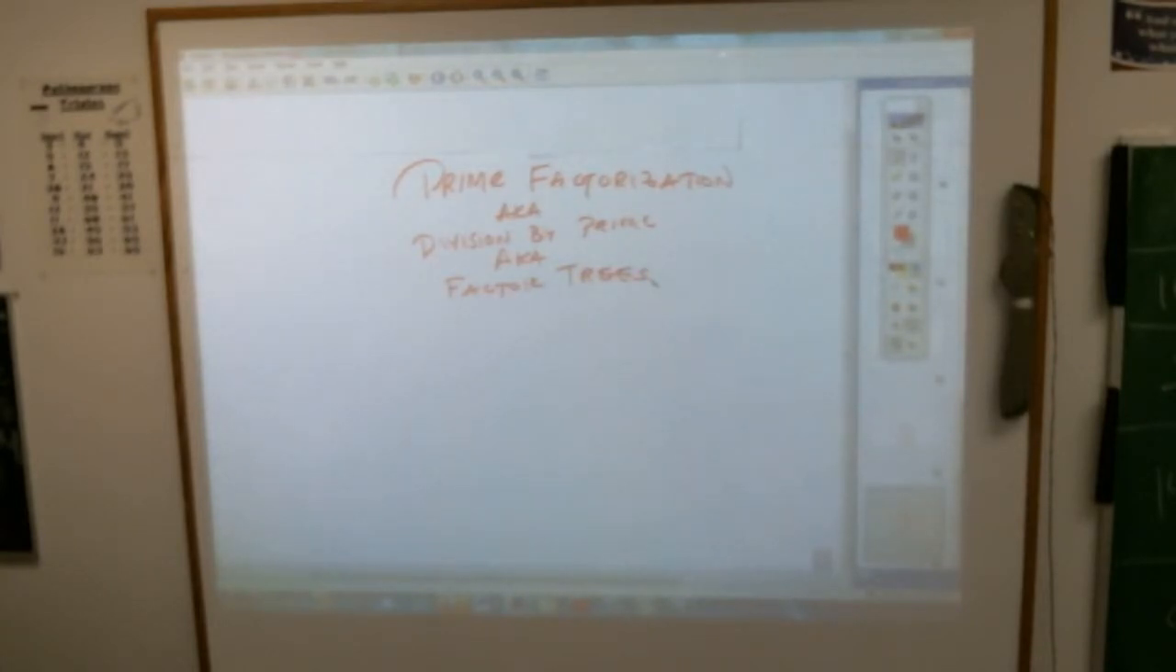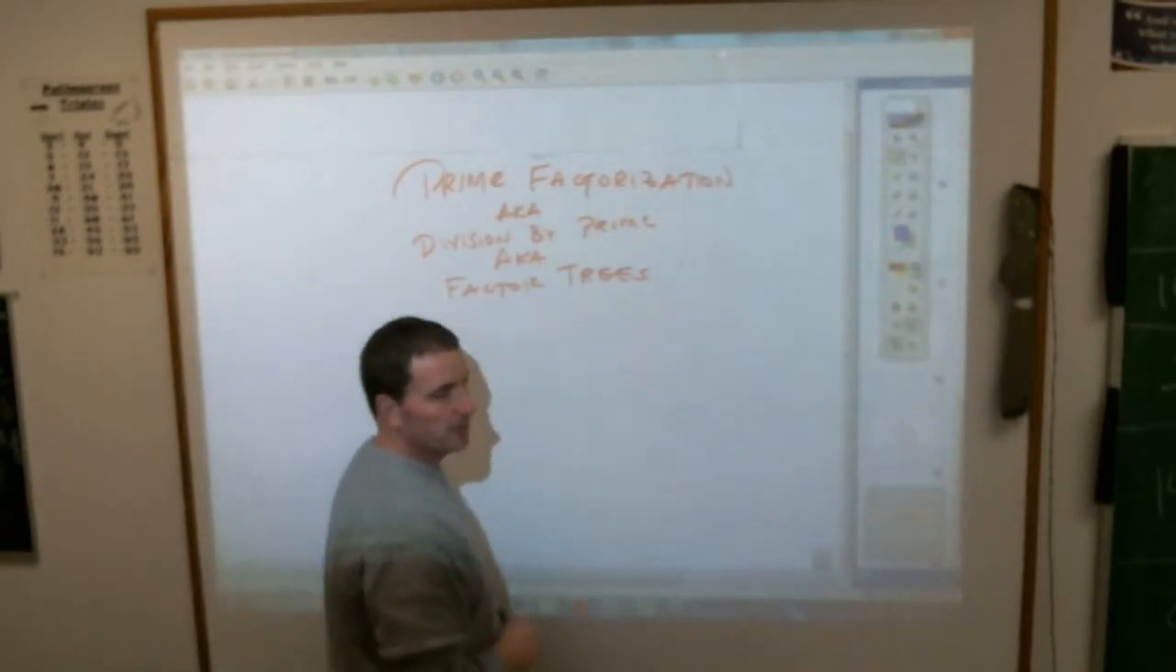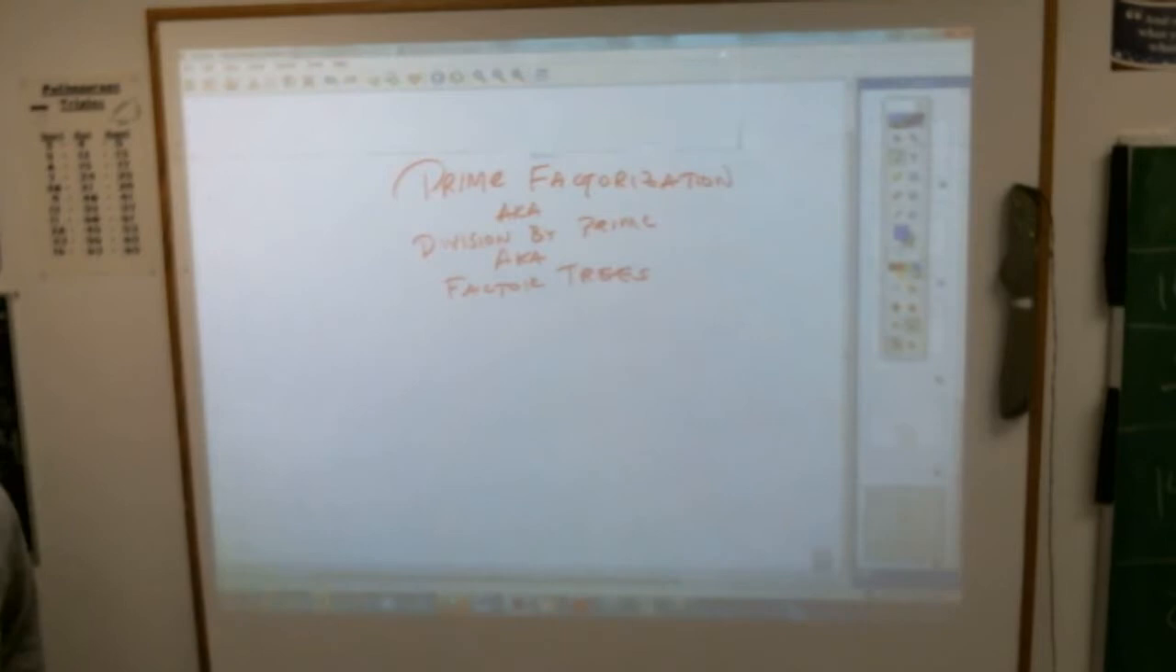In order to do this, I believe that we've talked about composite and prime numbers, correct? Who remembers what the difference is between a prime number and a composite number? Elijah? Prime number only has two factors and composite has more than two.